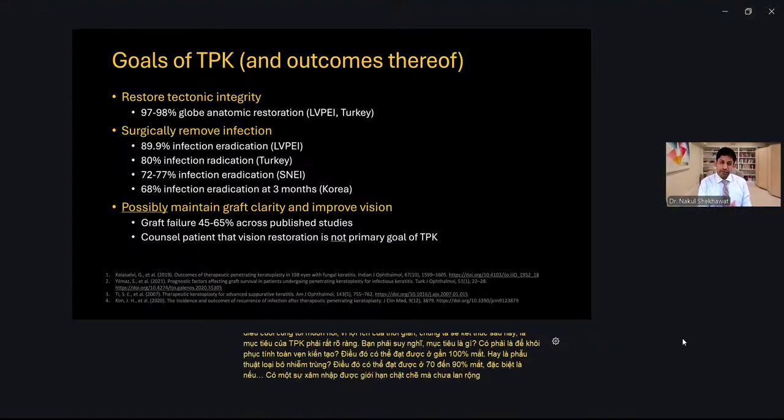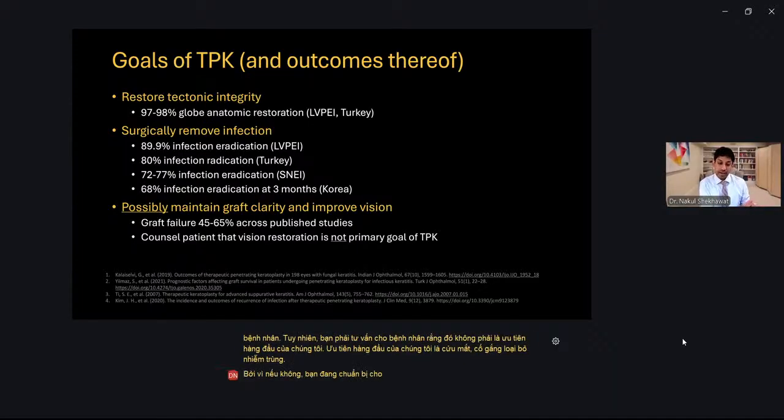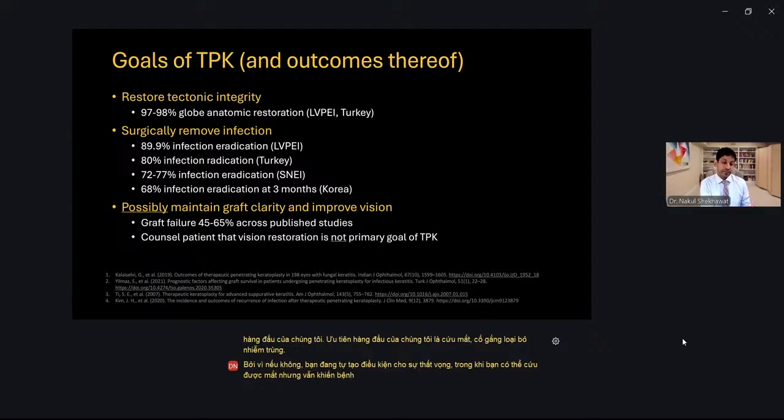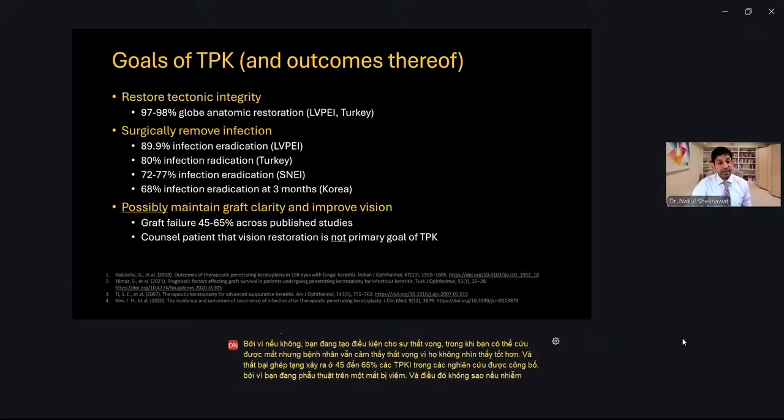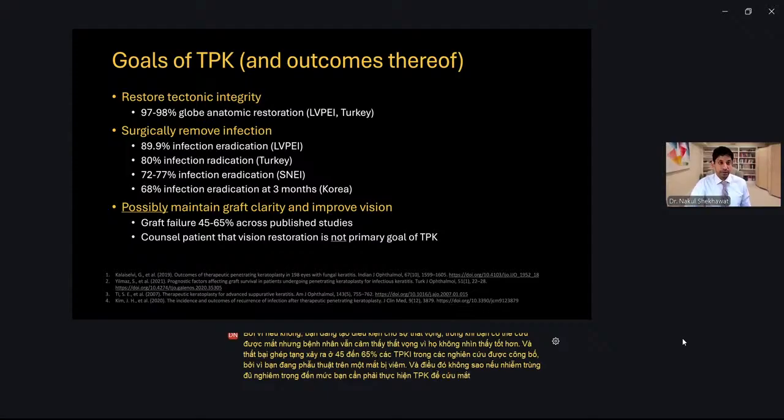The goal can also, in some cases, be to possibly maintain graft clarity and improve the patient's vision. However, you must counsel the patient that that is not our top priority. Our top priority is to save the eye, try to remove the infection, because otherwise you're setting yourself up for disappointment, where you could save the eye but still have the patient be disappointed that they're not seeing better. And graft failure does occur in 45 to 65% of TPK eyes across published studies because you're operating on an inflamed eye. And that's okay if the infection is severe enough to where you needed to do a TPK to save the eye and live to fight another day in the first place. You can always do an OPK later, optical keratoplasty.